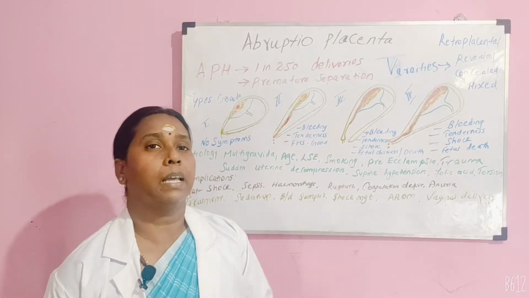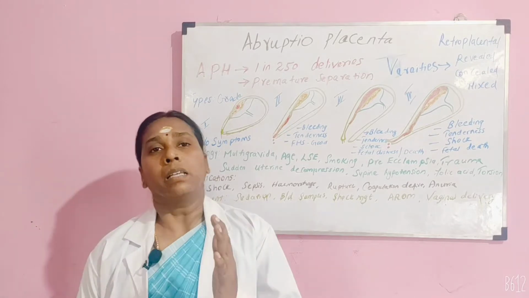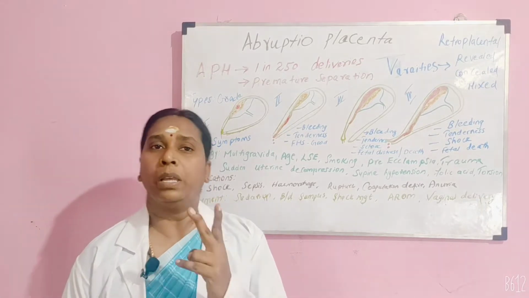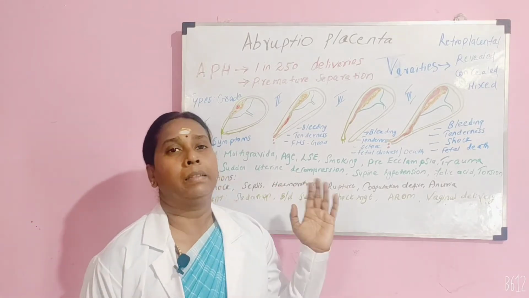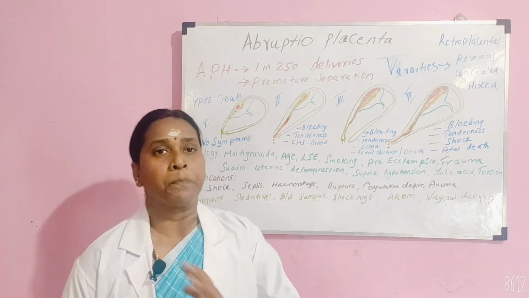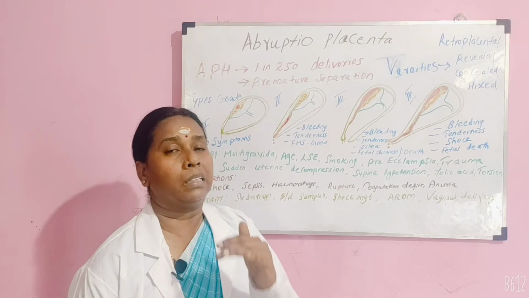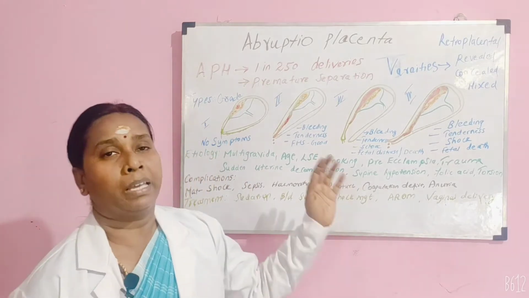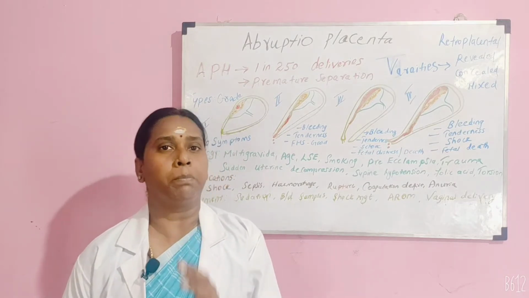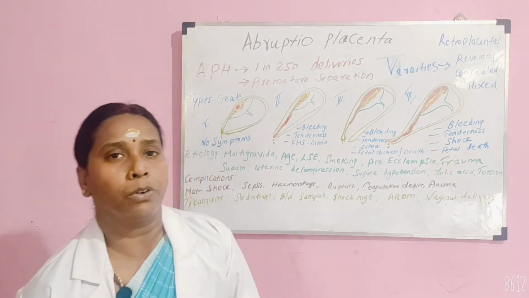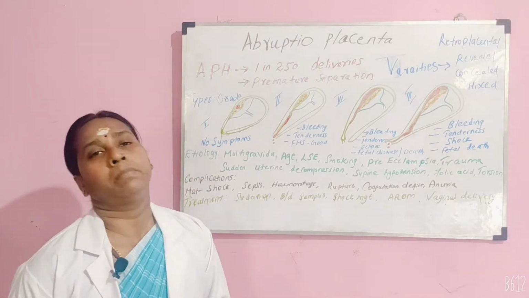In today's class, we are going to discuss abruptio placenta. As a part of antepartum haemorrhage, we have two conditions. Already we have discussed placenta previa, and this condition is abruptio placenta. Placenta previa is the placenta getting implanted in the lower uterine segment, whereas abruptio placenta is premature separation of the placenta before the delivery of the baby. So, this is a high risk condition which leads to many complications.